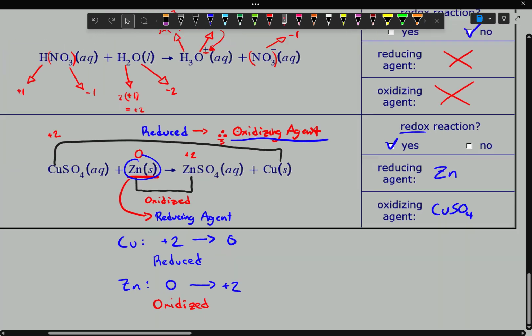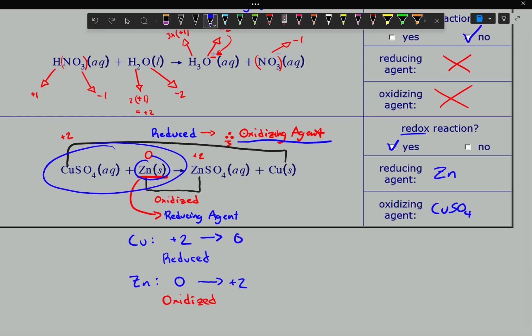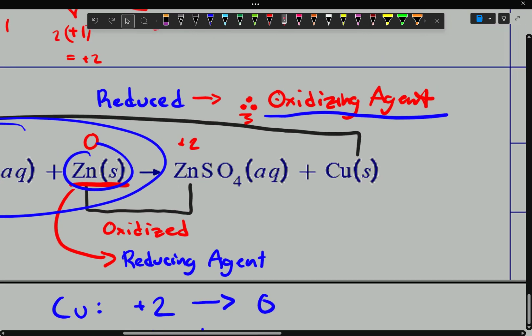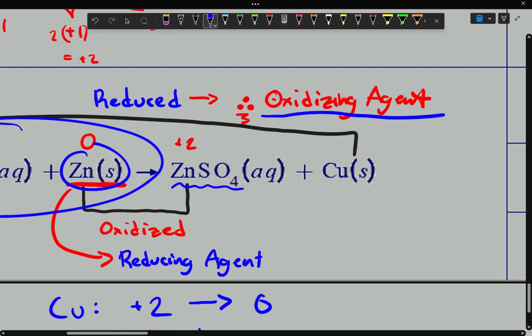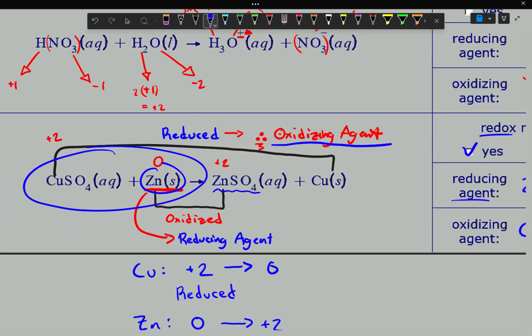So notice that when we're filling in reducing agent and oxidizing agent, we're always talking about something on the left side of the equation. You're never going to have something on the right side of the equation being your reducing or oxidizing agent, because this is a reaction. The reducing agent is the thing doing the oxidizing, right? And the oxidizing agent is the thing doing the reducing.